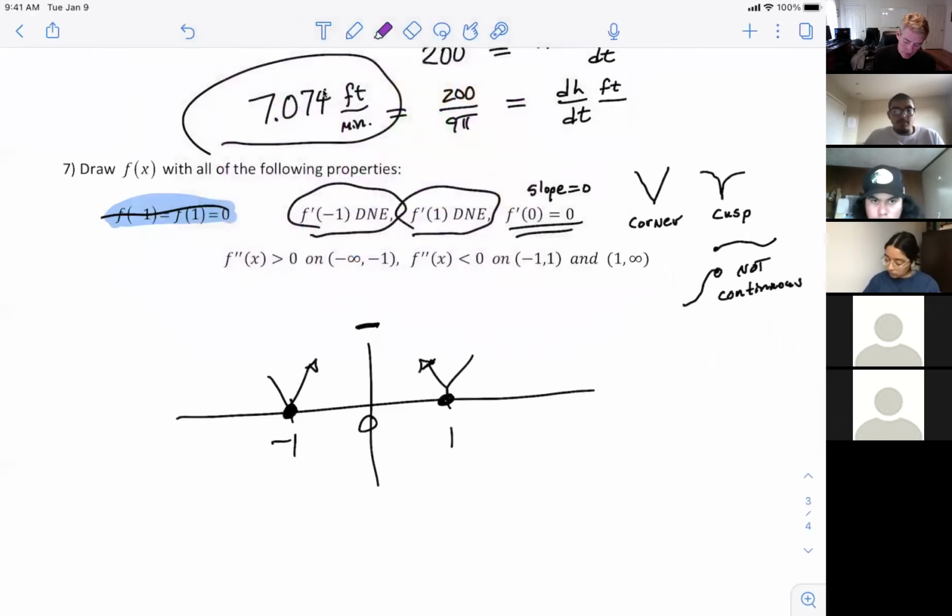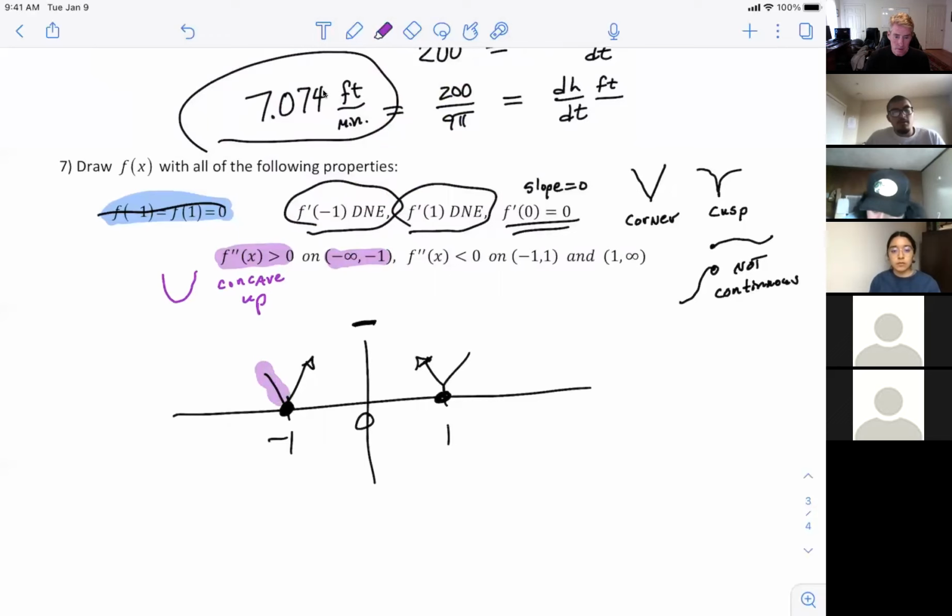Then on to the second derivative. So this part right here is saying the second derivative is positive. That means the shape looks basically like this. So this means concave up. And then that is supposed to happen on the left side. On the left side of -1, it's supposed to be concave up. So where I started to draw it, that does not look concave up. So I'm going to try to draw it a little bit better. Concave up would be more like this.